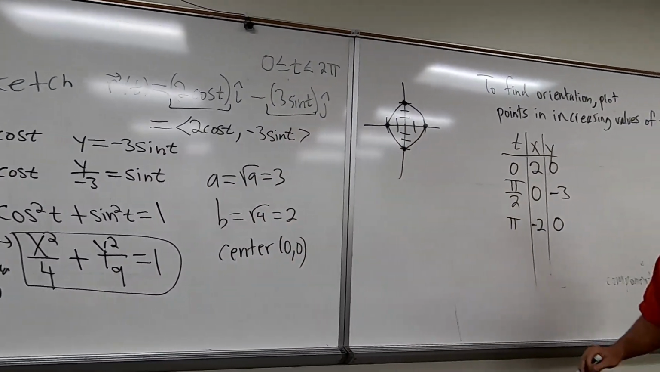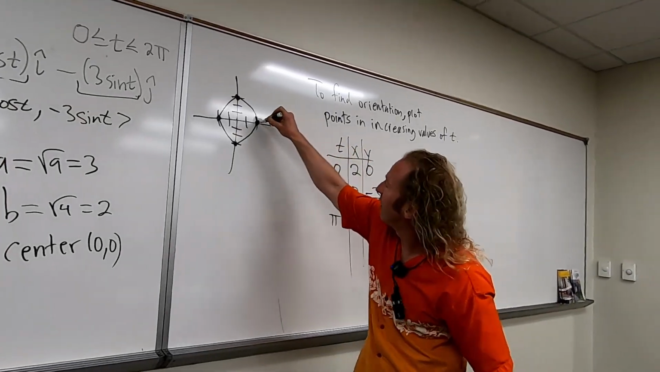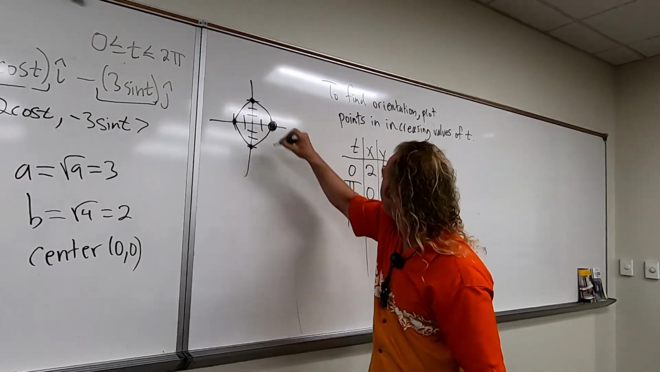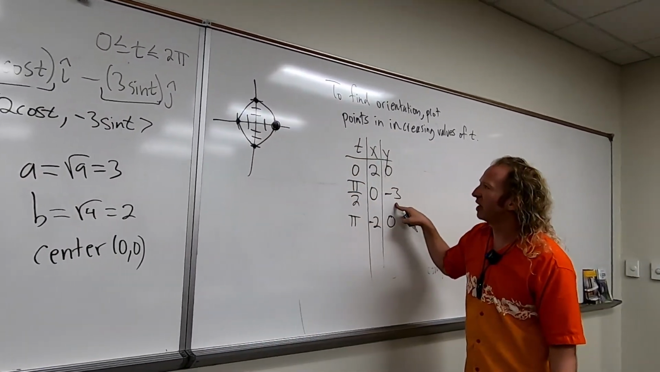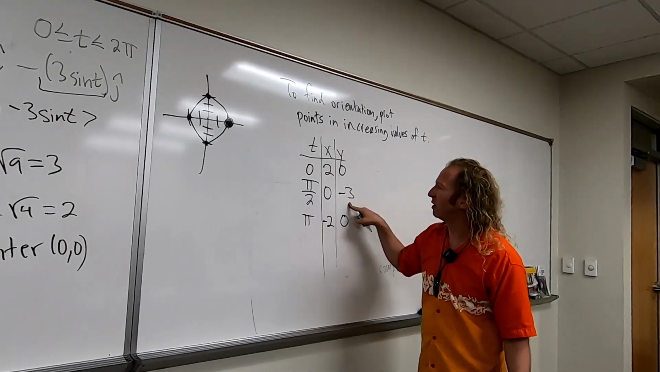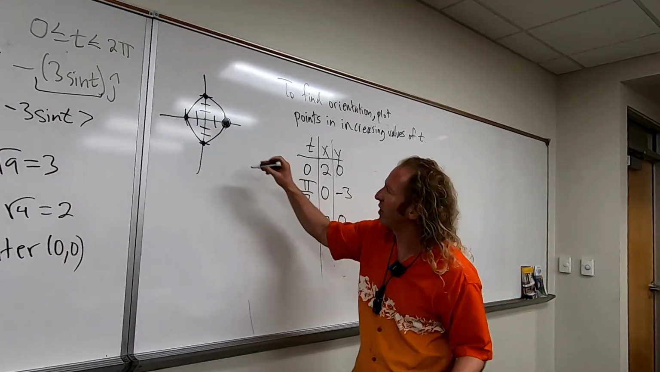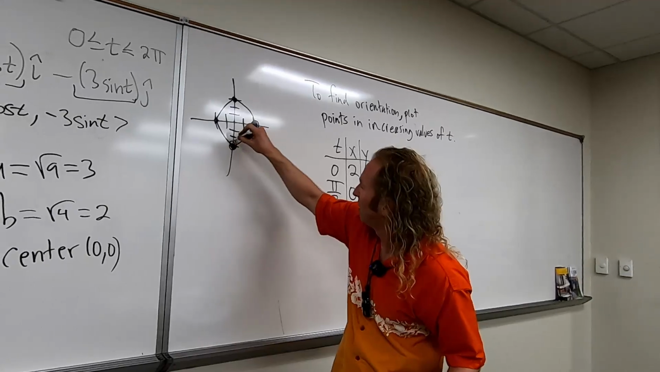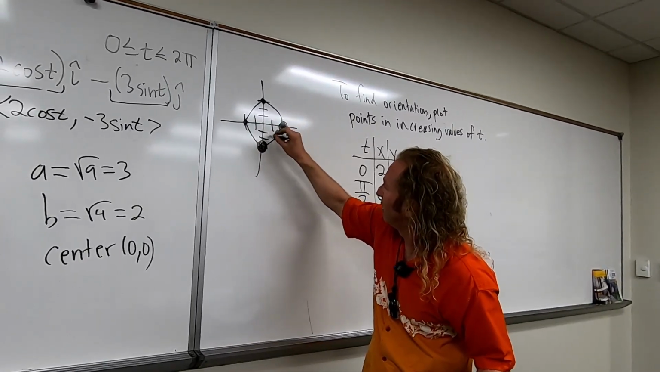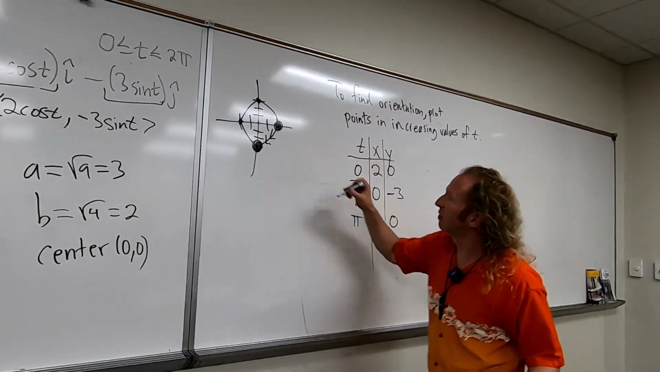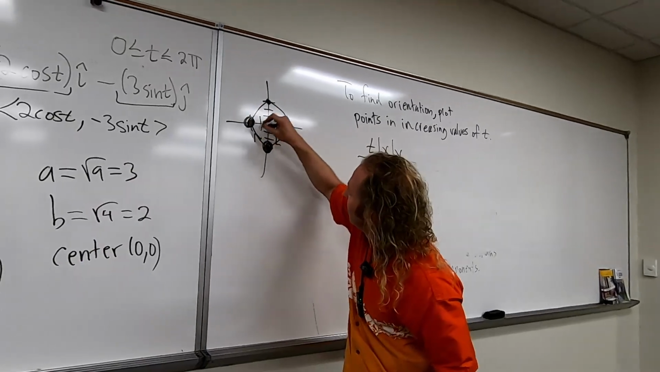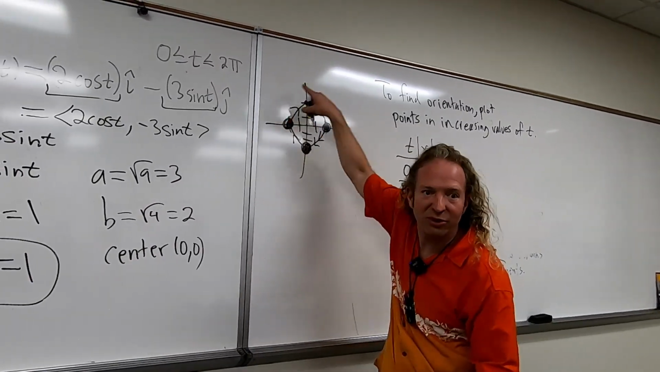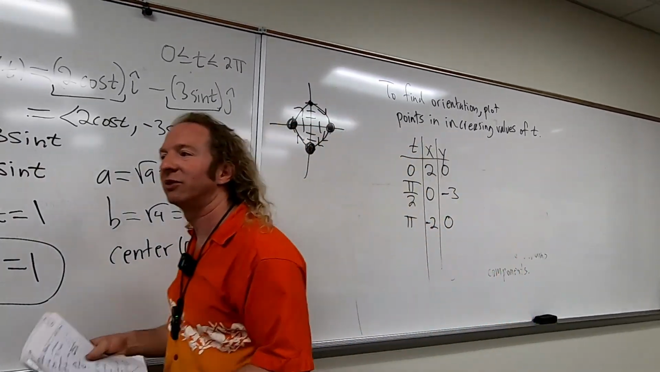So let's look at our graph here. So first we're here. Then we're at 0, negative 3. So x is 0, y, so then we're here, right? Is that right? So going this way. And then we're at negative 2, so then we're here. So it looks like that. That's the orientation. So it goes in a circle like that.